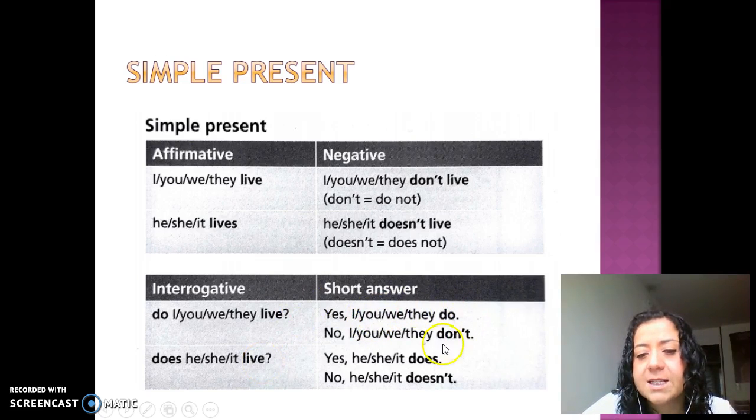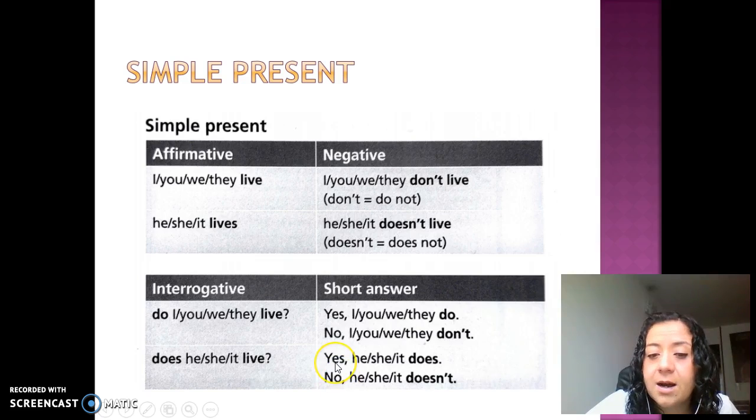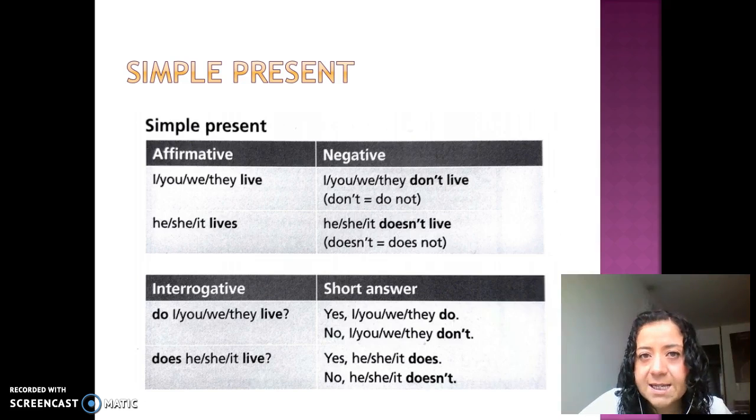Well, as you can see in this little chart, the short answers would be yes, I do, or no, I don't. Yes, she does, or no, he doesn't. Well, this sounds pretty simple and pretty basic, right? Why don't you stop the video for a moment and write 3 sentences, maybe one interrogative, one affirmative, and one negative sentence. Don't forget to bring these sentences and these notes to your class.